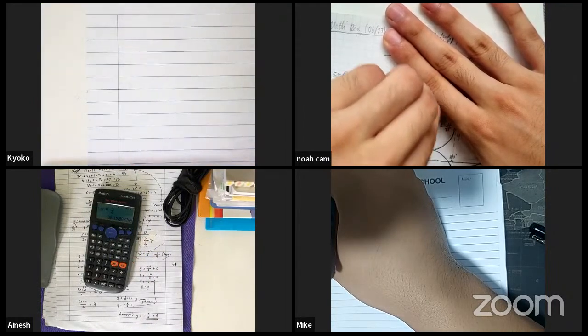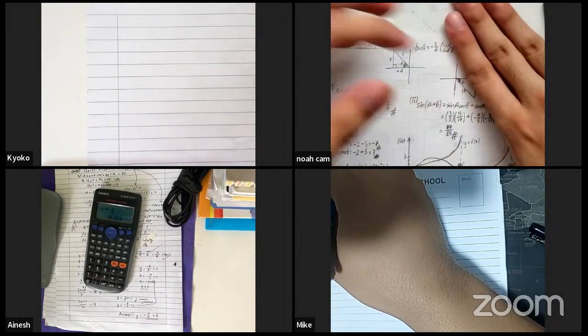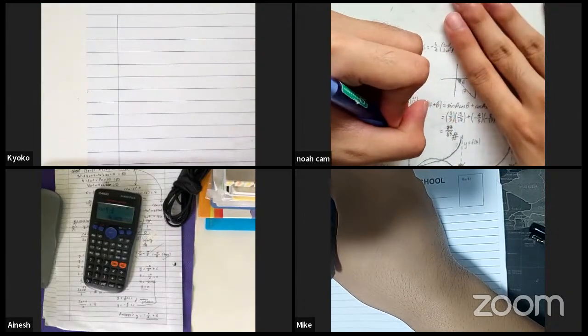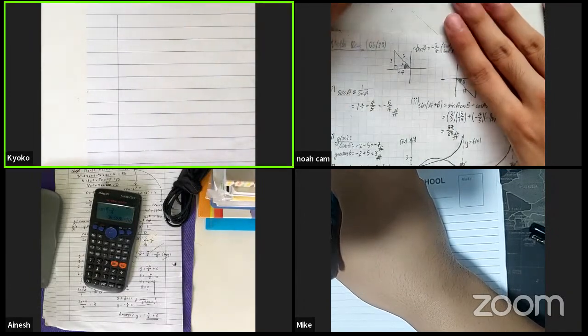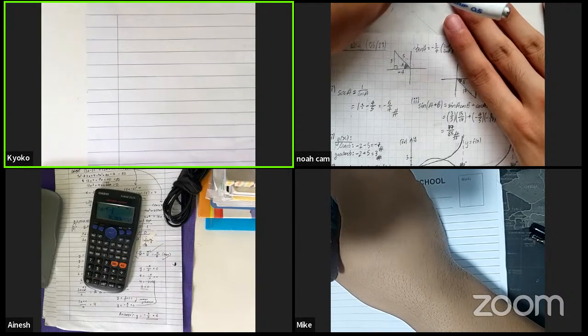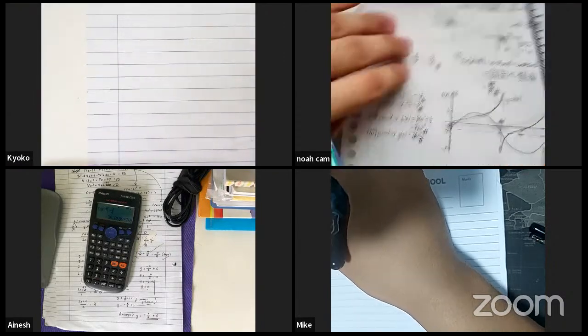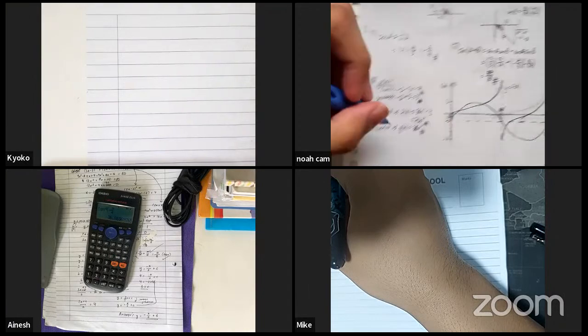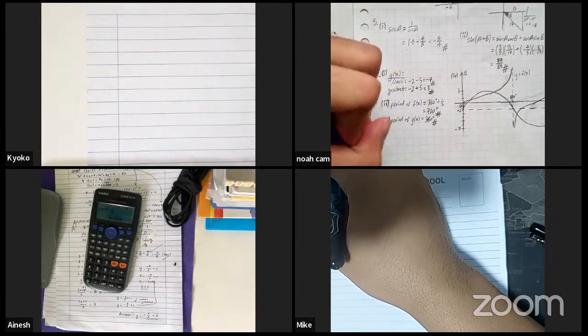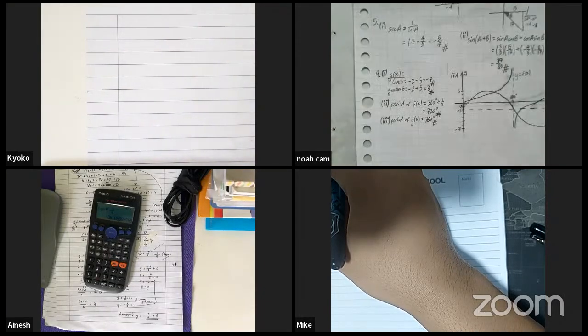Okay, good. Right. So this -36.9 degree is wrong. Kyoko, tell me why. Because it's not an obtuse angle, which is by definition from 90 to 180. However, Kyoko and Ainesh, even though this is wrong, this is still useful.